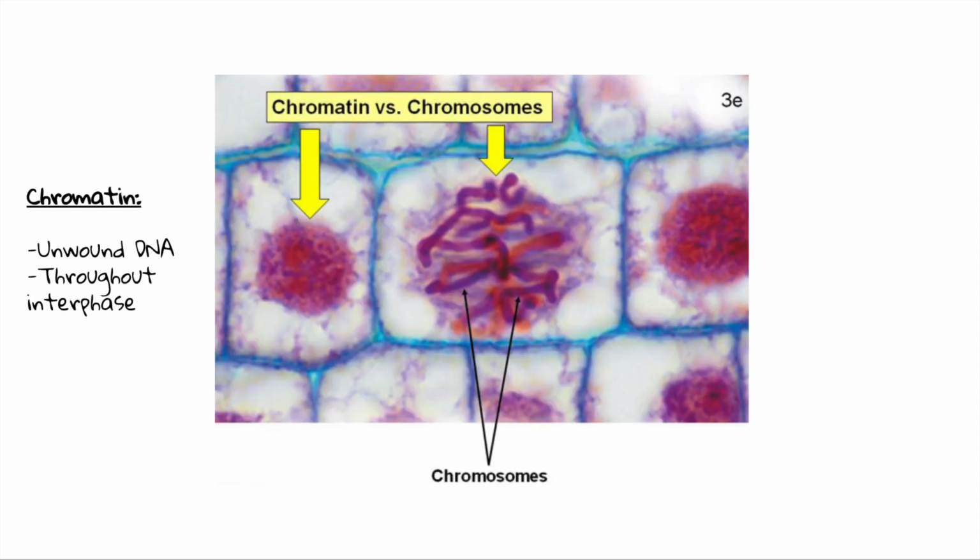So we can see in this micrograph two cells, one containing chromatin and one containing chromosomes. So we need to understand the difference. Chromatin is unwound DNA, and it is found throughout interphase. Chromosomes, on the other hand, is coiled up DNA, which is found during mitosis. And we can see the difference in both cells.